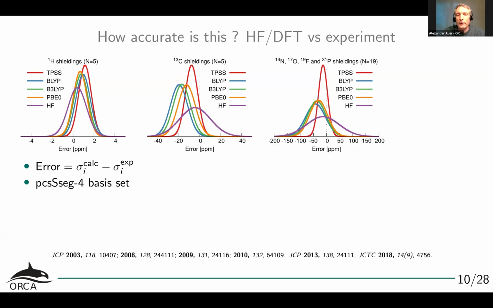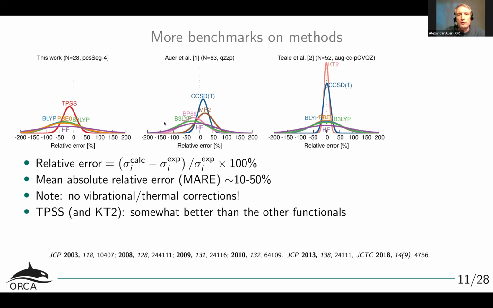I always highly recommend looking at the literature for benchmarks so you get a feeling for how accurate different methods are. We see here, for example, B3LYP, which is great for geometries, doesn't seem to perform that well for shieldings. TPSS is a little bit better. And if we go to correlated methods, these are older benchmarks that we've done. You see that, for example, CCSD(T), the gold standard for energies, is also very good for NMR shifts. And MP2 and DFT are roughly in the same ballpark.